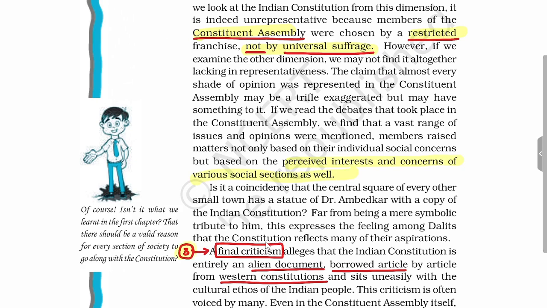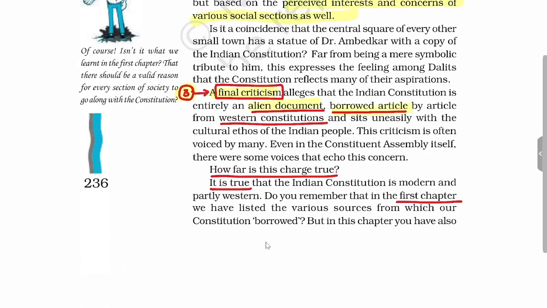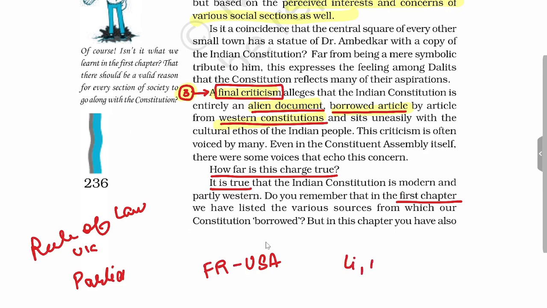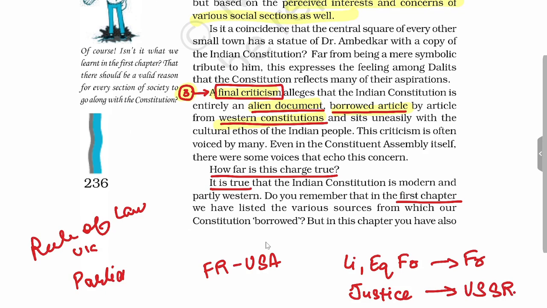Then the third and final criticism is that most of the features of the Constitution of India are alien and borrowed, mostly from Western constitutions. For example, rule of law India has borrowed from the UK. Parliamentary form of government has been borrowed from the UK. The concept of fundamental rights has been taken from the USA. Similarly, the ideals of liberty, equality and fraternity are taken from France. The idea of social, economic and political justice has been taken from the erstwhile USSR. So this is one of the criticisms related to the institution.